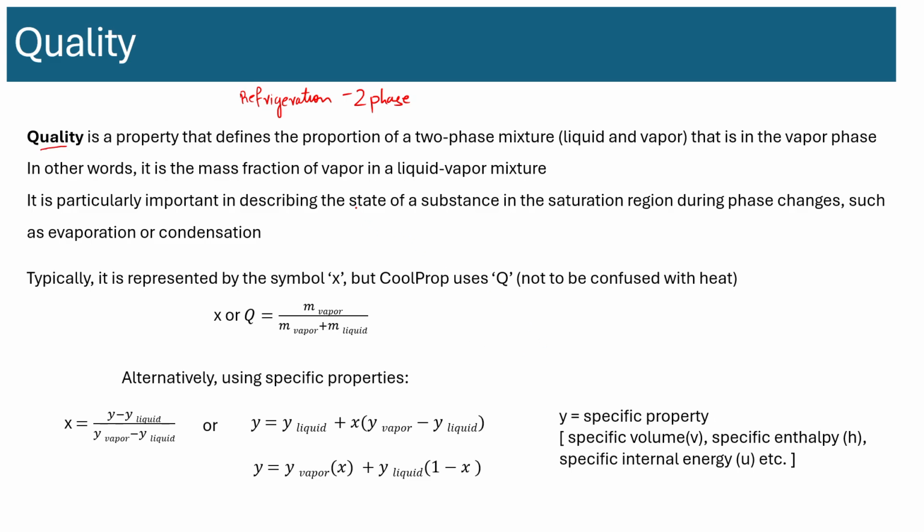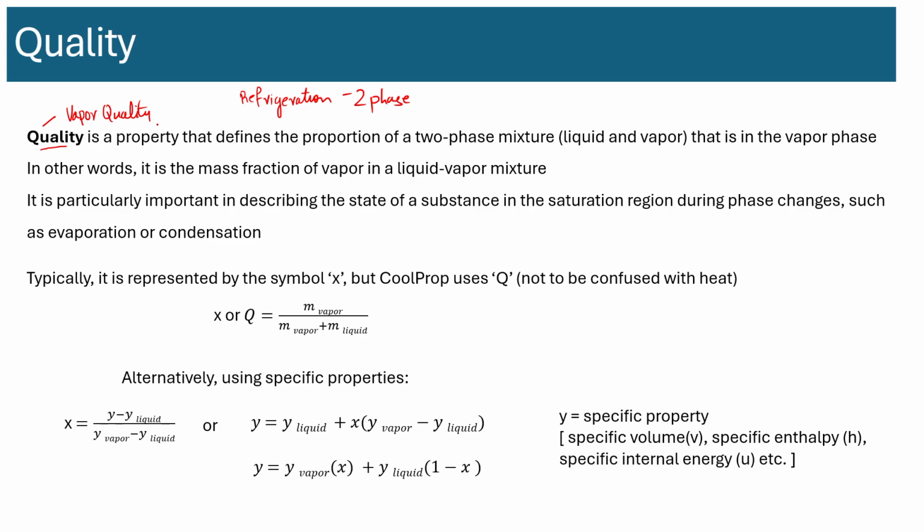So what is quality? It is the portion or the proportion of vapor in a two-phase mixture. So quality could also be called vapor quality. Okay, so think of quality as vapor quality. So vapor quality means what is the quality or amount of vapor in your mixture. A high quality mixture means there's a lot of vapor. A low quality mixture means there is very little vapor, it's mostly liquid.